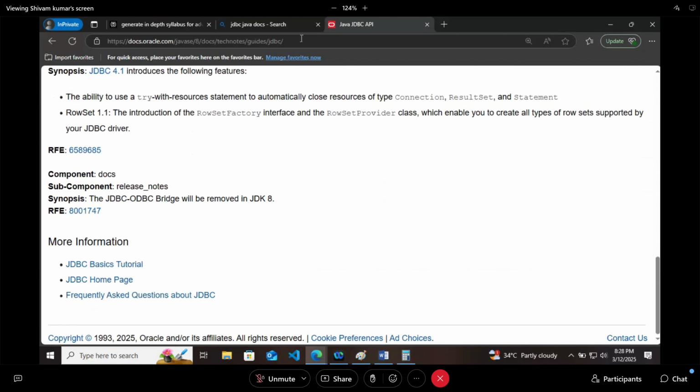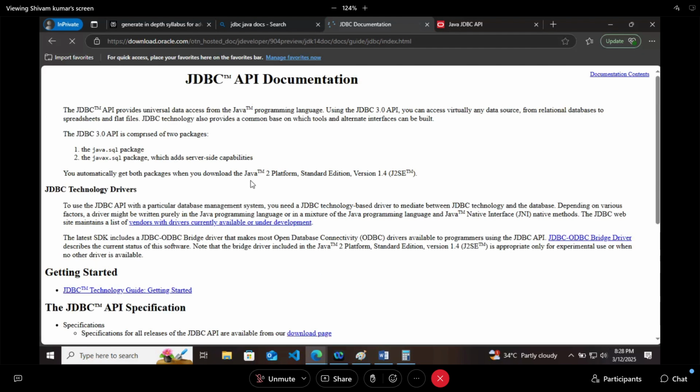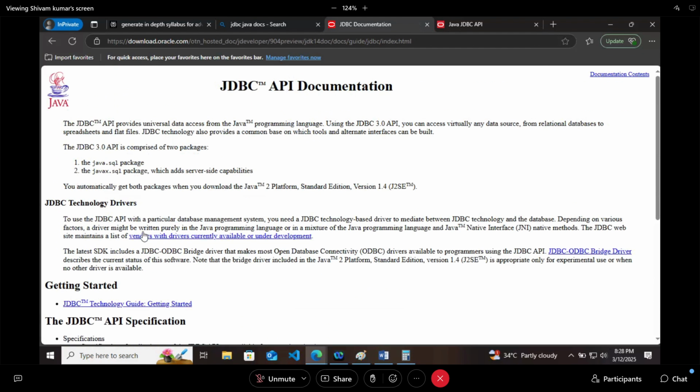Or here you can open this API documentation. In that you will get links to go to other things. So don't read the entire documentation, right? Don't read the entire documentation, because there is no benefit of that.